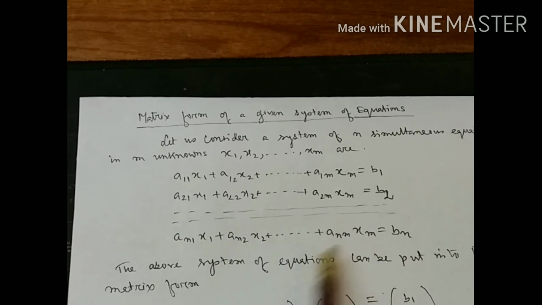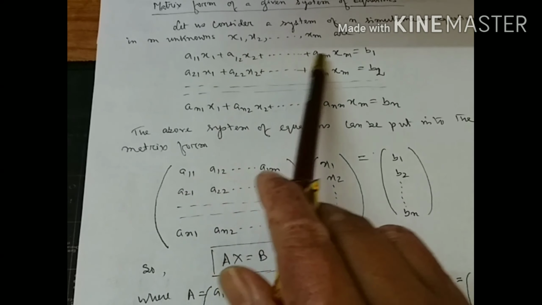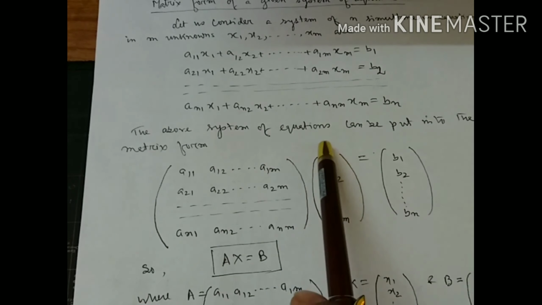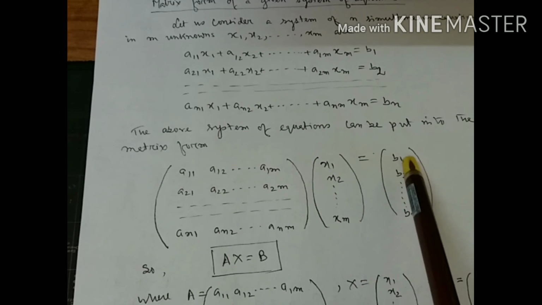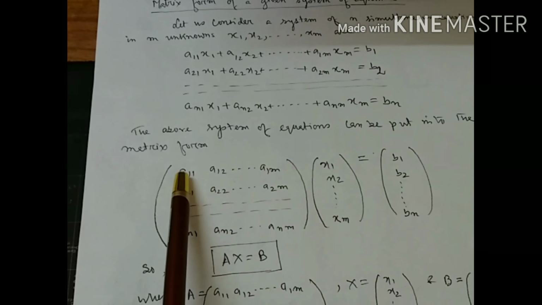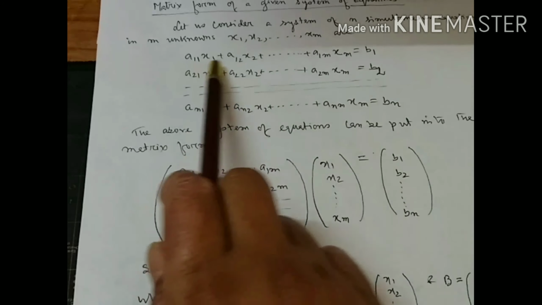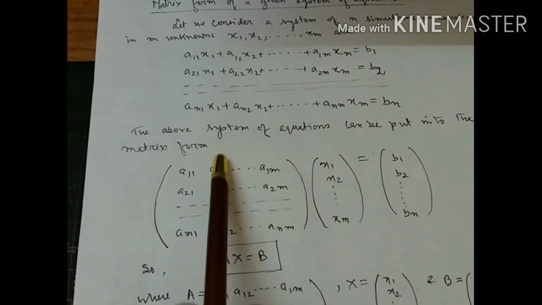This system of equations can be put into matrix form like this. These are the coefficients a11, a12, a1n, up to an1, an2, ann, multiplied by the unknown matrix written vertically, x1, x2, xn, and this is the non-zero matrix on the right-hand side. After row-column multiplication, a11x1 + a12x2 + ... + a1nxn is equal to b1, so we get the first equation. Similarly, all the equations can be derived from this matrix form.